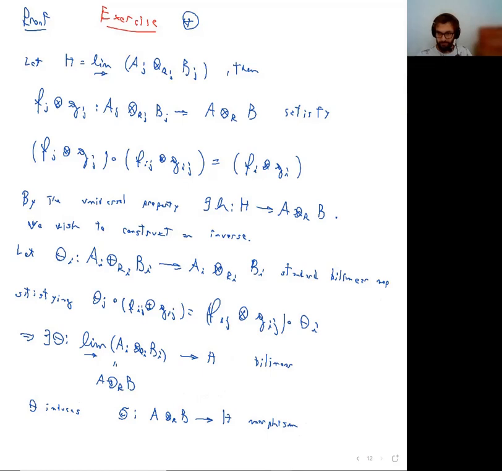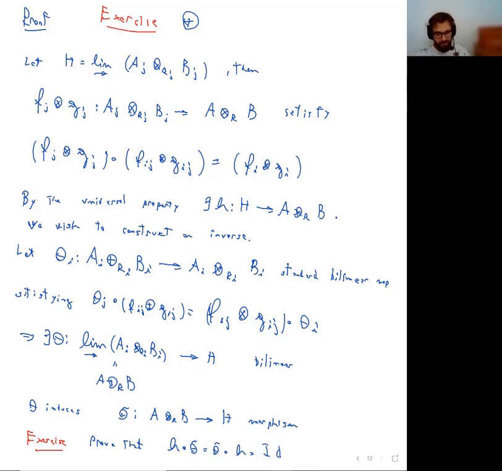Exercise. Prove that this is the inverse. So prove that H composed with theta tilde is the same as theta tilde composed with H, and they're the identity. I mean, of course, they're not the same because they have different domains, right? But they're both the identity, that's what I mean, on the respective domain.